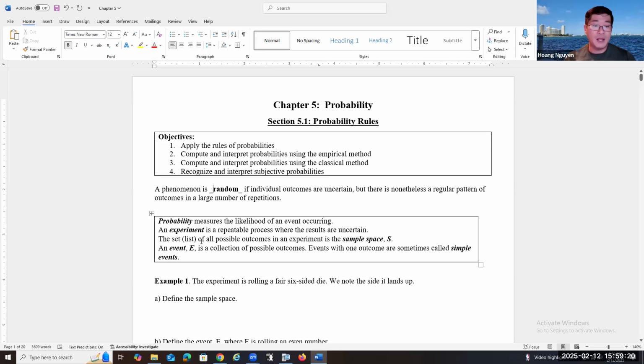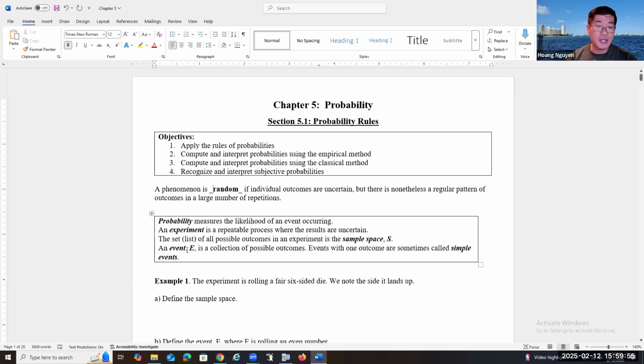The set or list of all the possible outcomes in an experiment is the sample space. The sample space is the collection of all the possible outcomes from an experiment. For example, when you flip a coin, the possible outcomes are head and tail. That's the sample space. When you roll a die, there are 6 possible outcomes: 1, 2, 3, 4, 5, 6. When you list out all the possible outcomes, that's the sample space for the experiment of rolling a die.